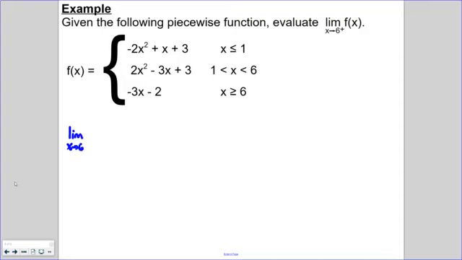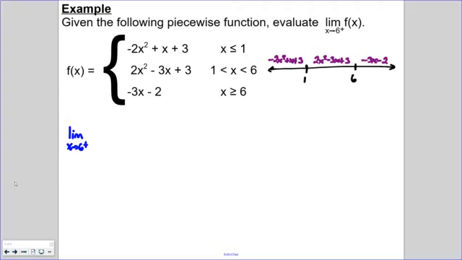But the difficulty comes with what's our function? Which one of these 3 pieces are we going to use? So, as always, I prefer to draw a number line. So I'm going to plot my a values of 1 and 6. I know when x is less than 1, I'm going to use negative 2x squared plus x plus 3. I know when it's between 1 and 6 it's going to be 2x squared minus 3x plus 3. And when it is greater than 6 it's going to be negative 3x minus 2.